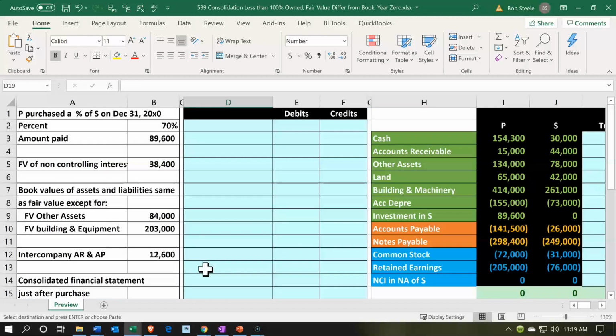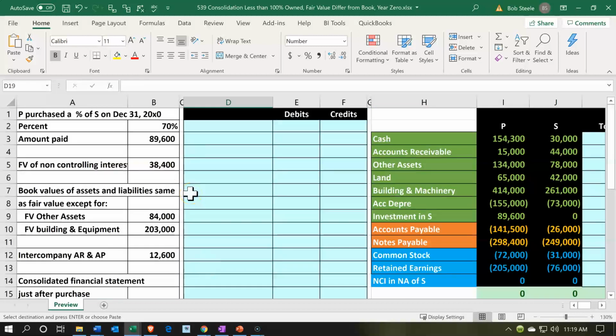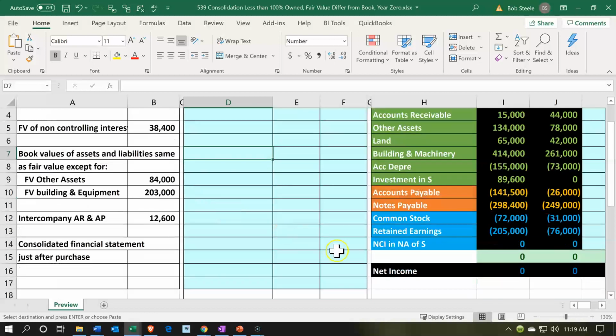So what we're going to do then, I would think of this as like a year zero problem, right? In that the purchase took place like right now, and we're doing the consolidation right after the purchase. So in other words, there's no income statement accounts we have to deal with. The new thing that we have to deal with, of course, here is the non-controlling interest. Not only do we have a non-controlling interest, but we have a non-controlling interest and a difference between the book value and the fair value that we'll have to be accounting for as well.